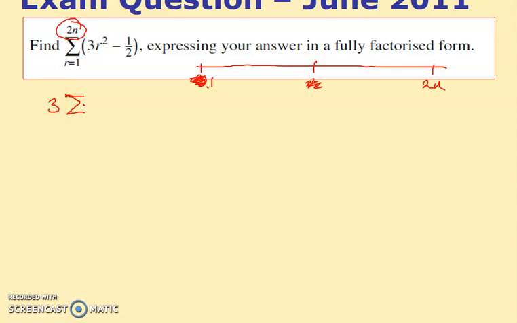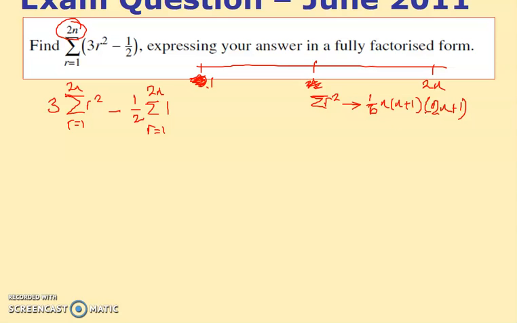I'm going to do 3 lots of sigma r squared from r equals 1 to 2n minus a half of some 1s. Notice a half I just treat as a half of some 1s. So from 1 to 2n again. Now remember the formula for sigma r squared is normally a sixth n plus 1, 2n plus 1.